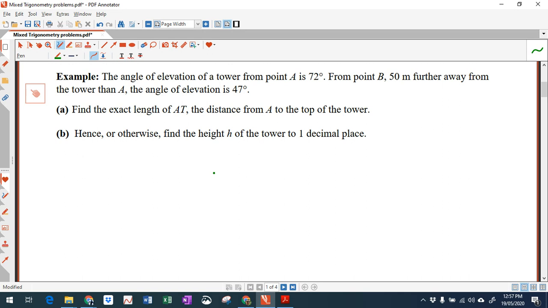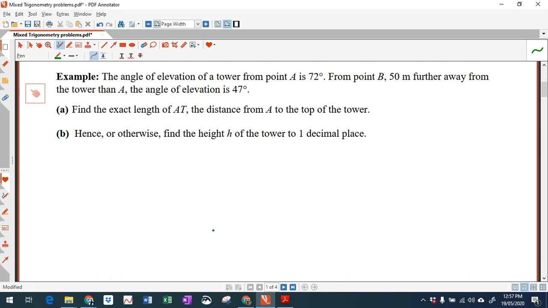We're going to have to draw a diagram for this. The angle of elevation of a tower from a point A is 72 degrees. From point B, 50 metres further away from the tower than A, the angle of elevation is 47 degrees. We've got to find the exact length of AT, the distance from A to the top of the tower. So let's have a look.